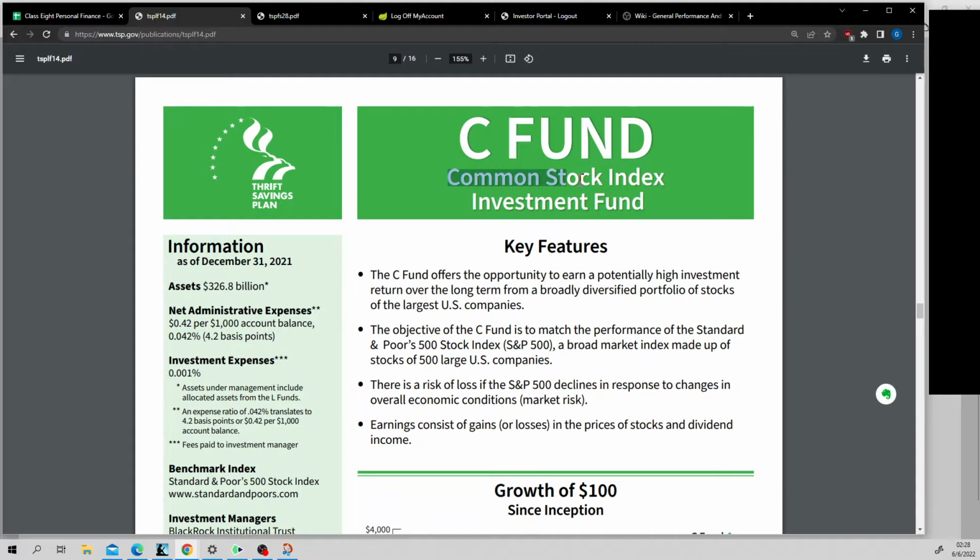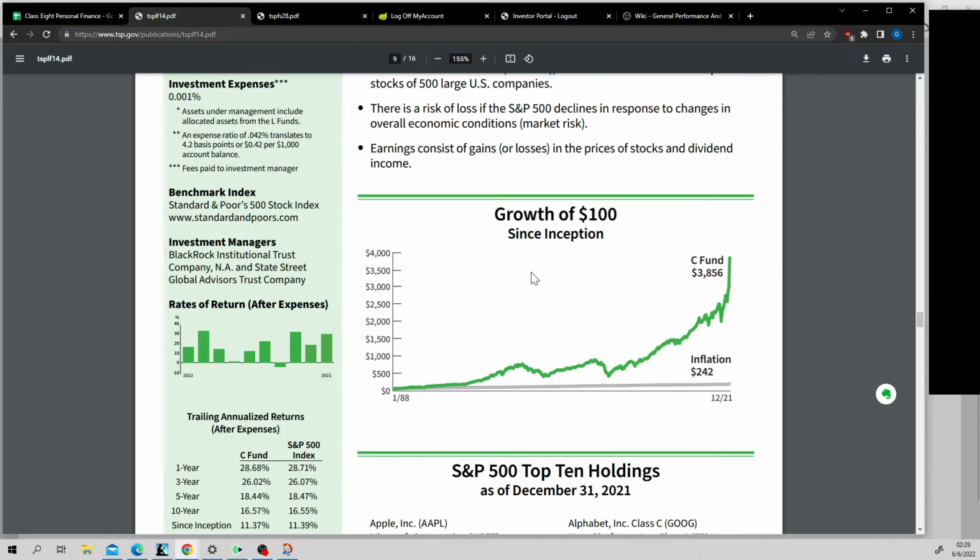The C stands for common stock, which I think is a bit of a misnomer because it's not like the other two funds don't have common stock. Common stock means that it's not preferred stock. If you don't know what preferred stock is, don't worry about it. I'm not going down that rabbit hole. The C fund is an S&P 500 index fund. So if you're familiar with that, you know what the C fund is going to be.